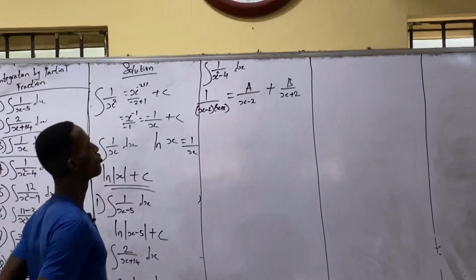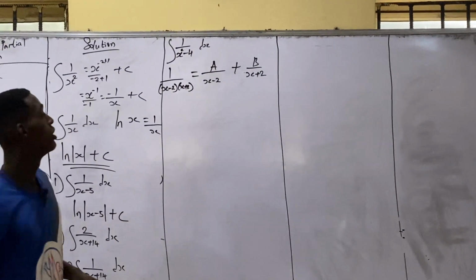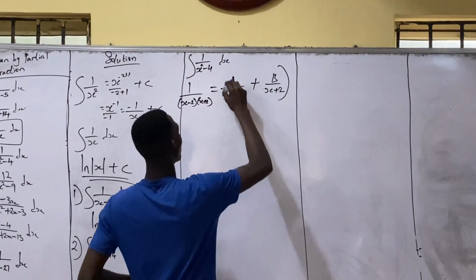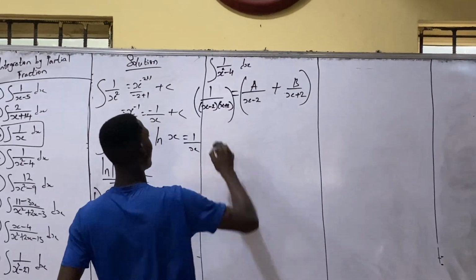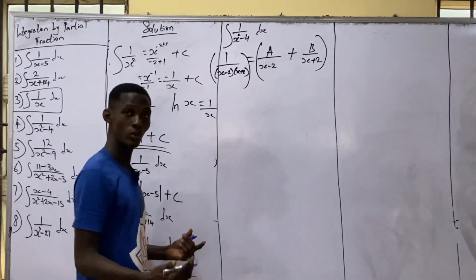Now instead of going through the stress of finding the LCM and everything, which will take your time, this is what you do. Let's just bracket both of them, and let's multiply both sides by x minus 2, x plus 2.